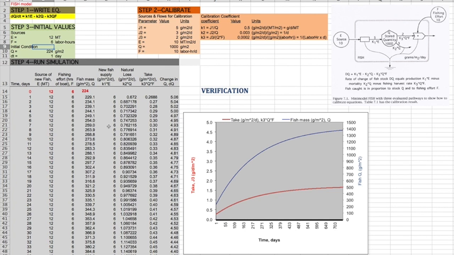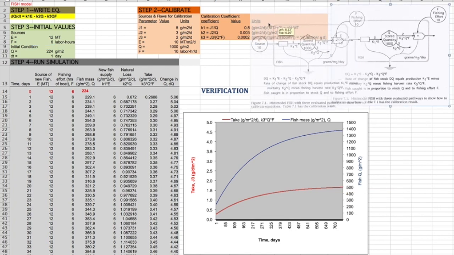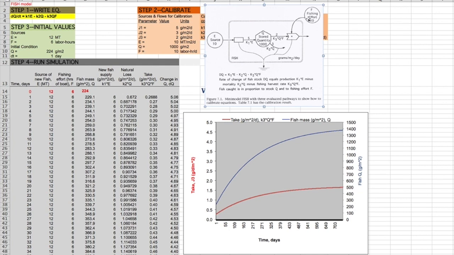All the calculations are done instantaneously, and the new graph is made. Now we can see that instead of having 1,300 grams of fish, we have nearly 1,400 grams. And instead of having 2 grams of take, we have 1.6. Let's look at this in terms of our diagram. We reduced the fishing effort, so that means our take should be less, which means our storage should go up. We're taking less out. So therefore, the fish mass should have gone up with less effort.